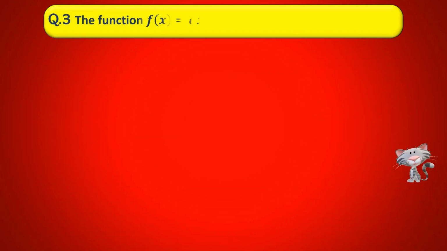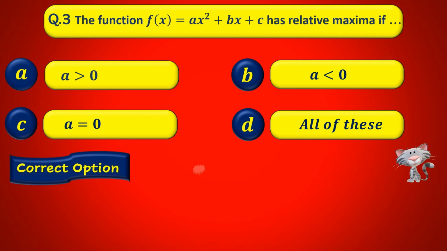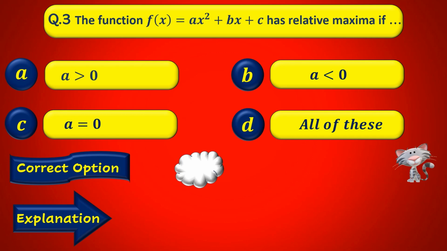Question number 3: The function f of x is equal to ax square plus bx plus c has relative maxima if option A a greater than 0, option B a less than 0, option C a is equal to 0, option D all of these. What's the correct option? But before that, let's explain it.